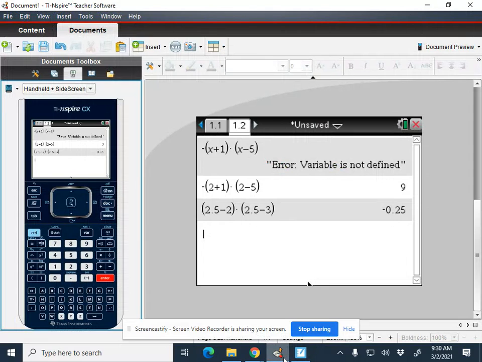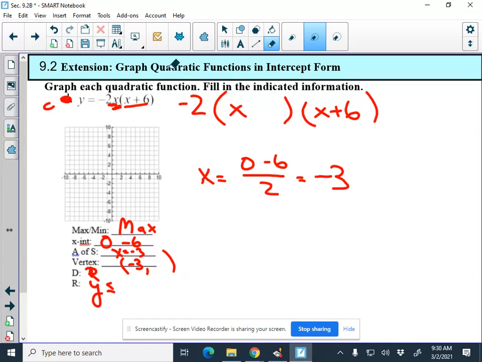So we're going to take -2 parenthesis x times x plus 6. But instead of x, we're putting in -3. Now notice I put in parentheses both times. And it's good to do that because that's -2 times x times -3, and it was +6, right? Yep. So I get 18. Whoa, that one shot way up there. So y is less than or equal to 18.